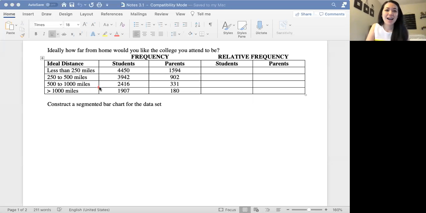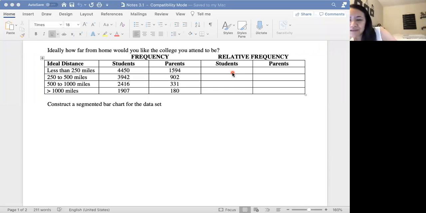Okay. All right, now notice we have frequencies here. These are counts. To make a segmented bar graph, which is what we're trying to do, we need relative frequency. Okay. So can anybody tell me, let's say if I want to find this one right here, students, I want to find out what percent of students said that ideally they would be less than 250 miles away. How would I do that? Any volunteers? Any ideas? What would I need to do first?